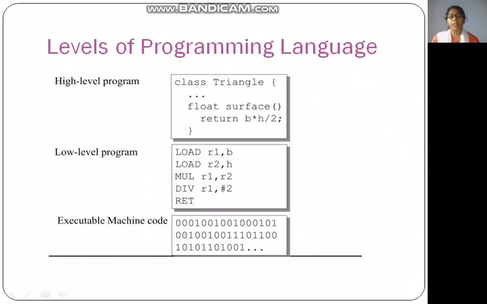Then below that, there is a set of zeros and ones. We call it executable machine code. That means machine language, the language understood by the computer. You can represent a program using a high-level language, but in the end, it needs to be converted to machine language, that is, in terms of zeros and ones. Whether it is low level or high level, all programming languages need to be converted to zeros and ones. Then only the computer can understand.